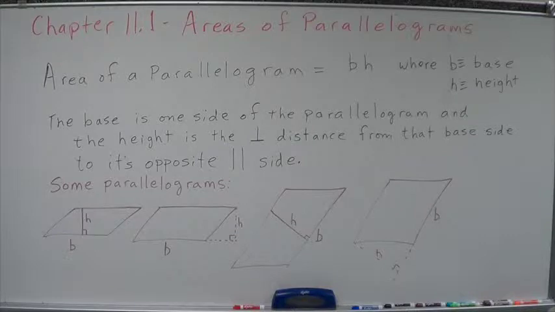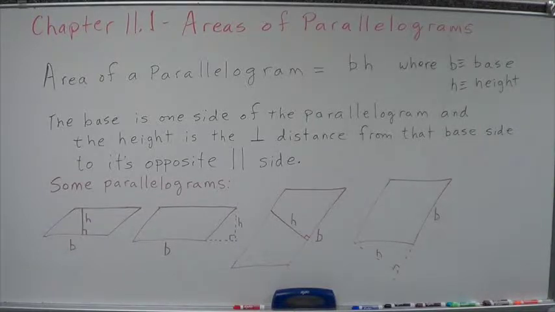Parallelograms, remember what those are? A parallelogram has, number 1, 2 pairs of parallel sides. Number 2, opposite sides are congruent. Number 3, opposite angles are congruent. Number 4, the diagonals bisect each other, I believe. And number 5, consecutive angles are supplementary. Alright, so you got that, and that's what a parallelogram is.